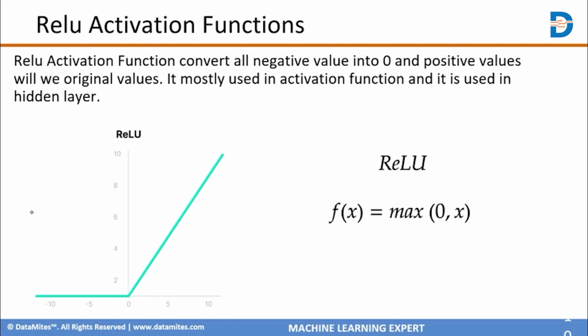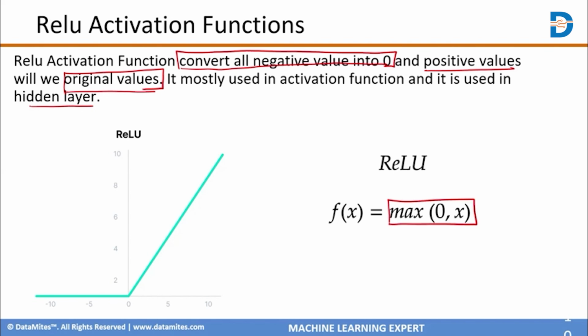Next is the ReLU activation function. The ReLU activation function converts all the negative values into zeros, and positive values will be taken as such. So the original values will be taken. It should be used as an activation function in our hidden layers. It will be of the form maximum of 0, x.